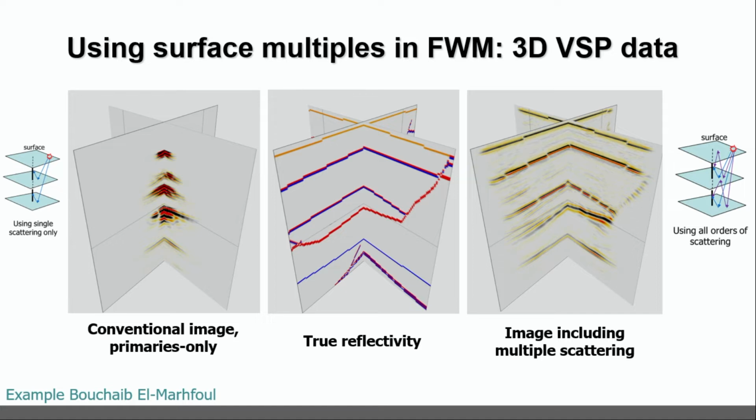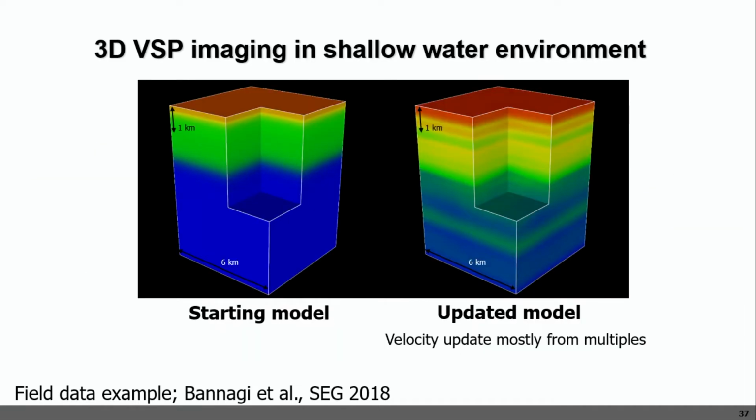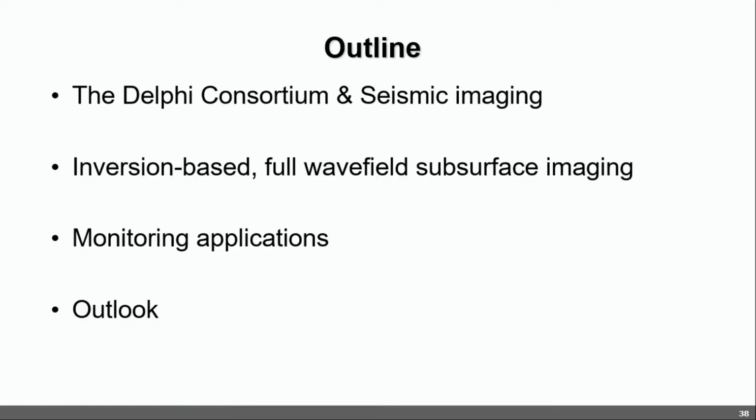But if you use all the multiple bounces, actually you, by that, extend your illumination. And you get an image on the right-hand side there. And it even works on field data. So this is a field data example that we did in a shallow water, shallow marine situation. And then you go from the image on the left to the image on the right. The same data, but a different algorithm. And we could even update the background velocity profile. Okay, but that's more of a detail.